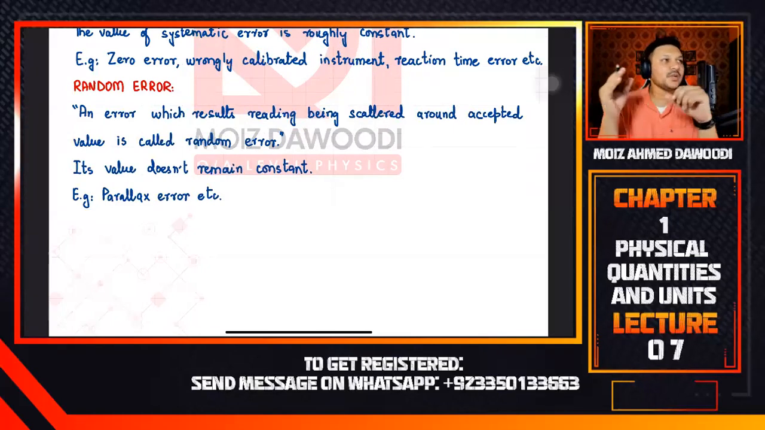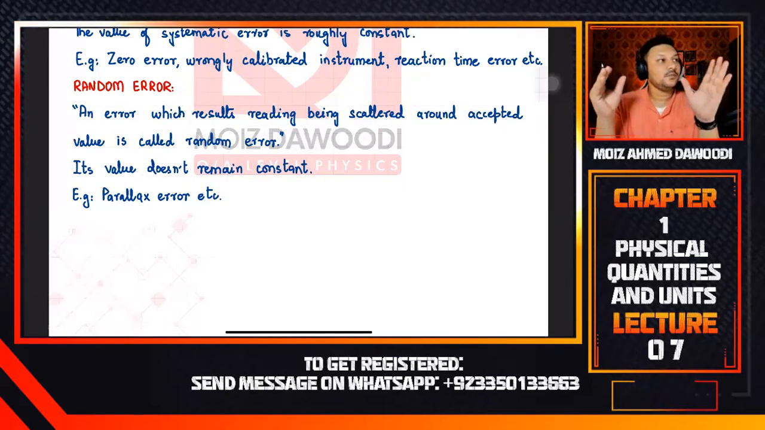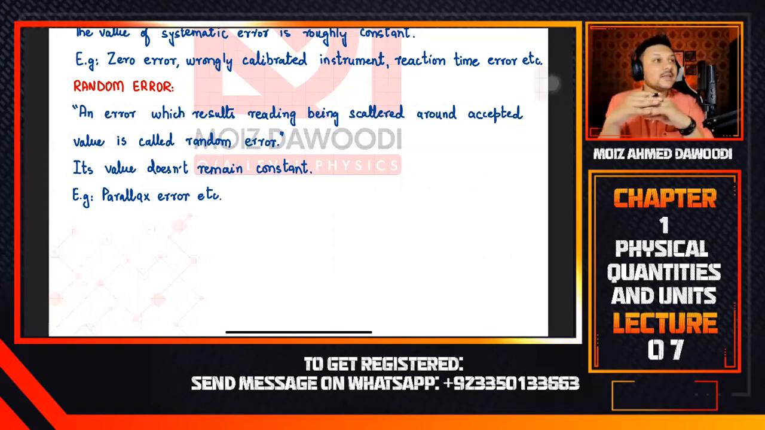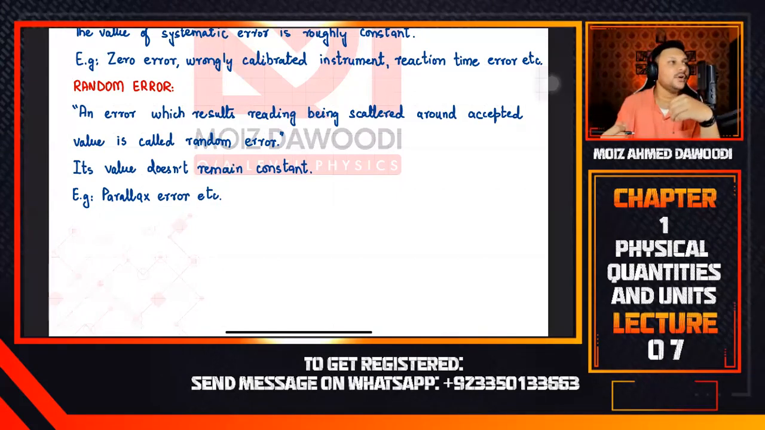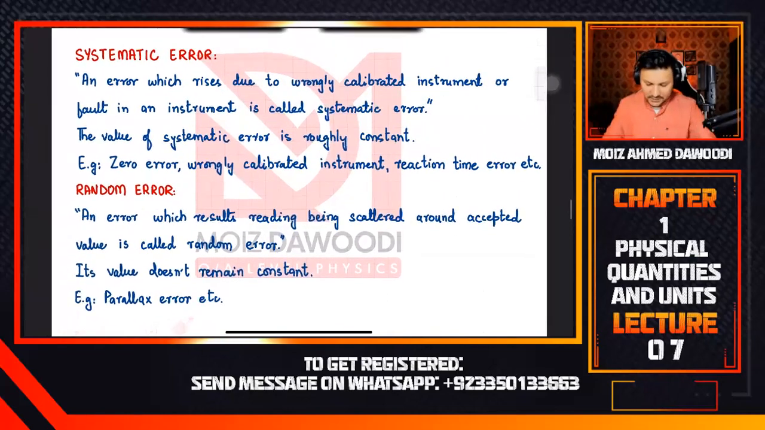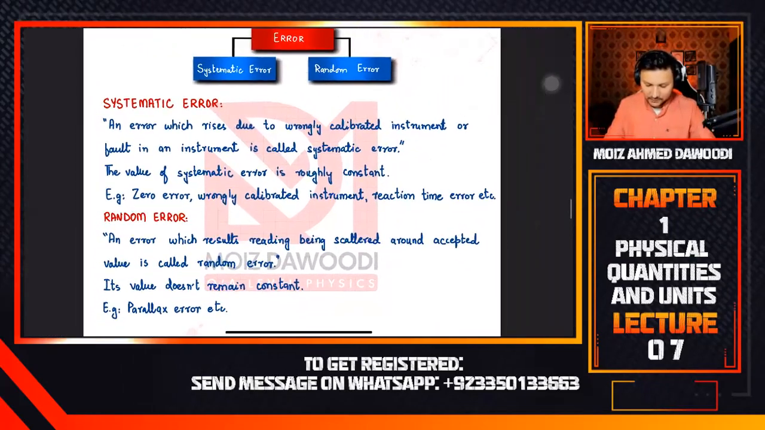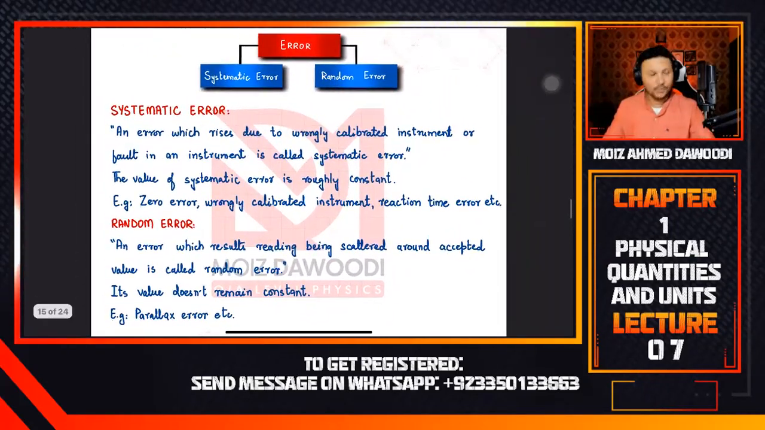An error which results in readings being scattered around the accepted value. मतलब जो actual accepted value है उस accepted value से बहुत scattered result आ रहे हों और error constant ना आ रहा हो, that is what you call random error. ठीक है? One of the best example of random error is parallax error. Understood? So we just gave the classification of error and we explained both of the errors.